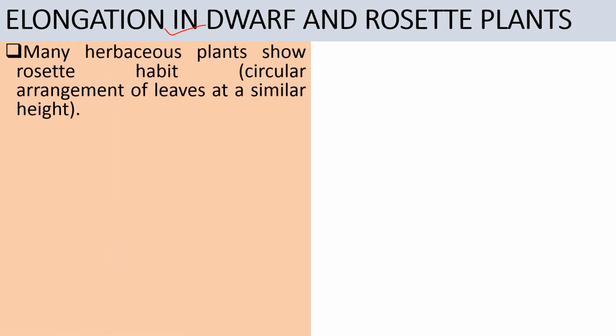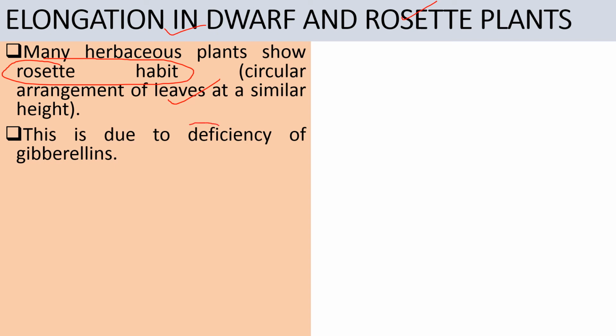Next, elongation in dwarf and rosette plants. So GA plays important role in the formation of stem in rosette plants. So many herbaceous plants show rosette habit, that is जो leaves होती हैं they are arranged in circular form and they are at the same height. So this arrangement is just similar to that of rose flower. जैसे कि petal की arrangement rose flower में होती है, वैसे ही इन plants में leaves की arrangement होती है, और जो stem होता है इन plants में that is highly reduced.